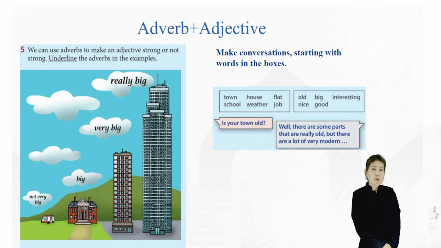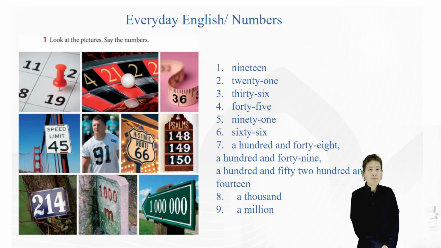We can use adverbs to make adjectives strong or not strong. For example, really big, not very big, big, very big. Strong adjectives are used to emphasize the quality or intensity of something, making your descriptions more vivid or powerful. Here's a task. Make a conversation starting with words in the box. Then send me your answers. I will check it. Look at the pictures.